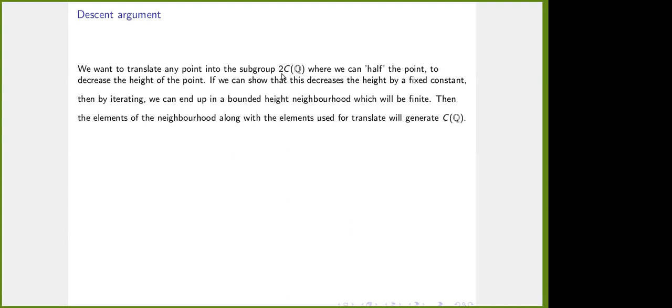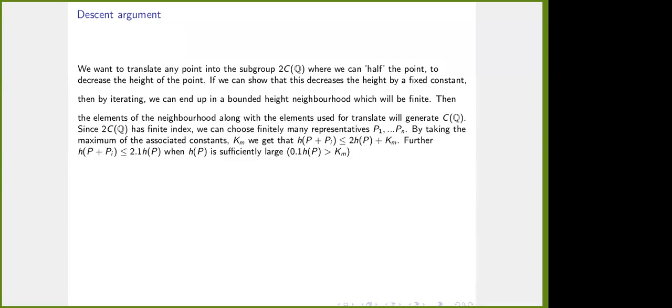But suppose the point is not already inside the double of this group. Then we use the fact that this group has finite index, and there are only finitely many representatives of the cosets. We can translate by one of the elements of the cosets, precisely the coset in which the rational point lies, to end up in 2C(Q). So if a point doesn't lie in 2C(Q), you can use finitely many representatives to land in 2C(Q). That will be a translation. So we're doing a translation to end up in 2C(Q), and then we are doing a scaling to decrease the height by roughly 4. Yeah, so that's what I said here.